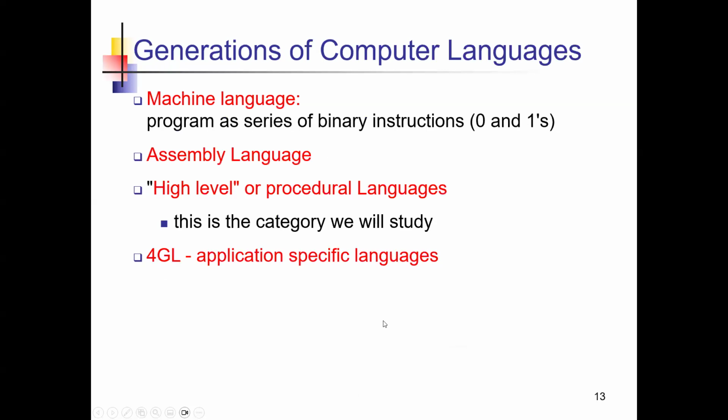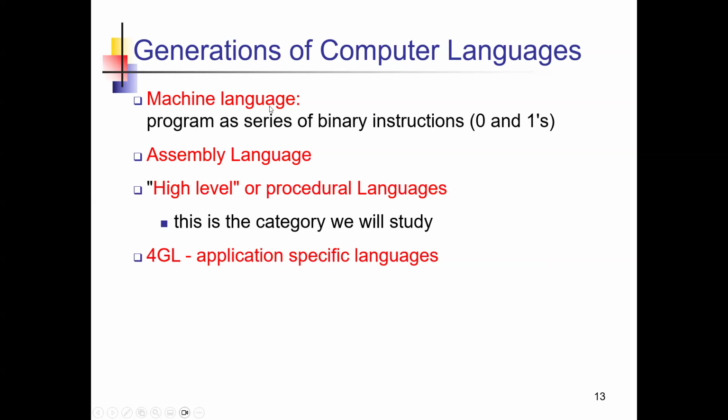Now, generation of computer languages. We know we started with machine language, then we moved to assembly language, then high-level procedural languages, and also 4G. Now, a 4th generation language is a problem-specific language. For example, SQL. SQL is basically designed for manipulating a database system.